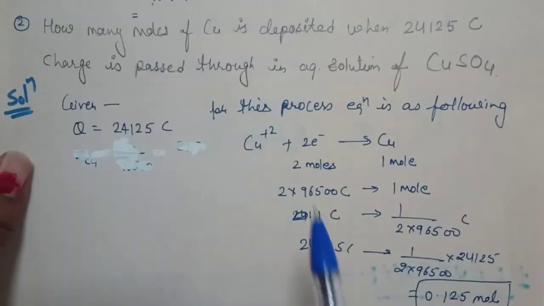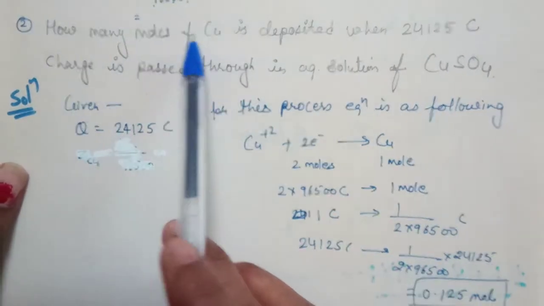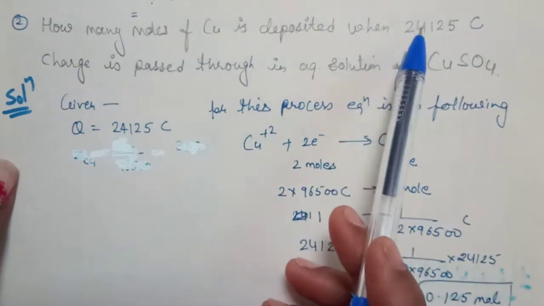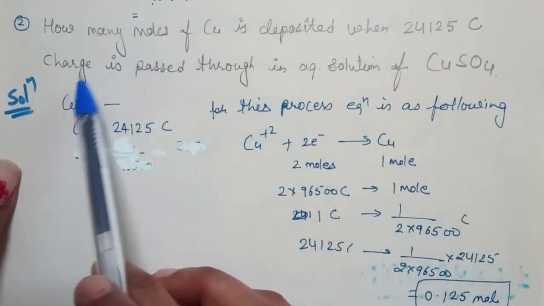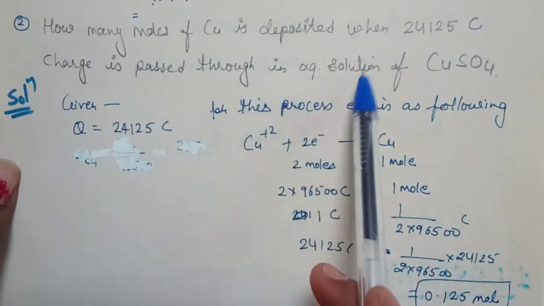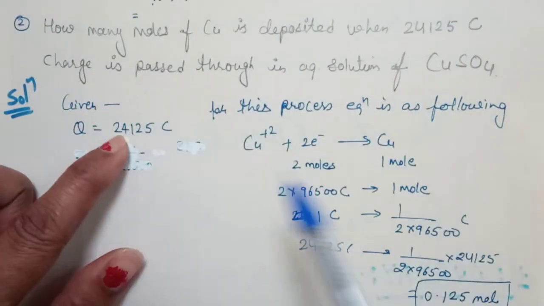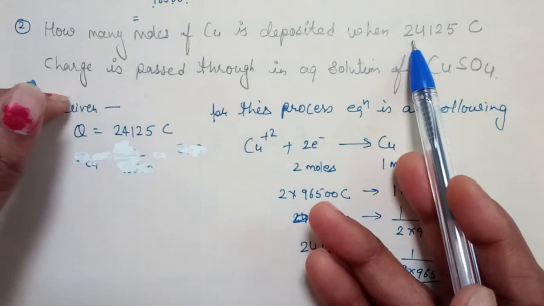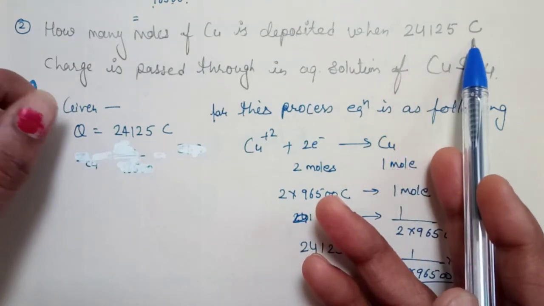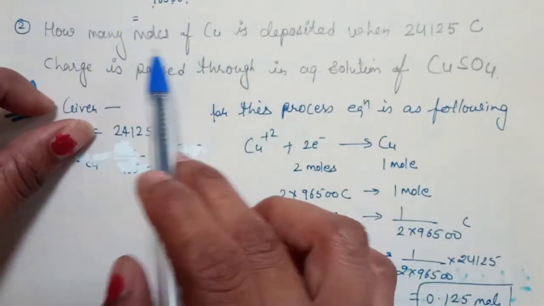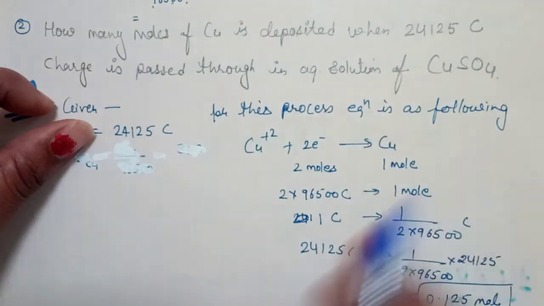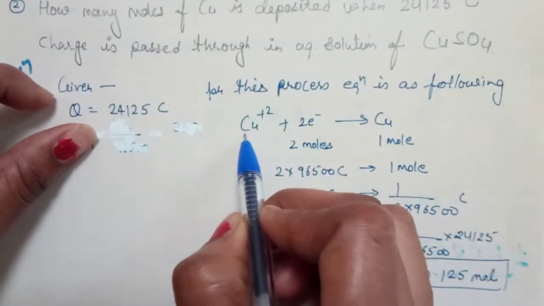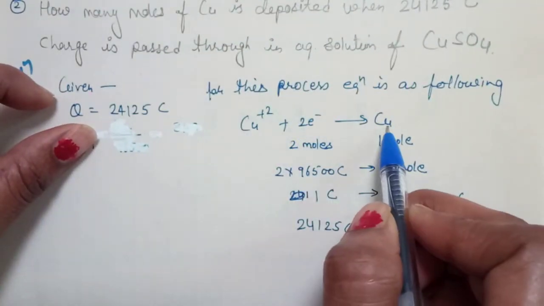Clear? Let's see one example. How many moles of Cu are deposited when 24125 coulomb of charge is passed through an aqueous solution of copper sulfate? What is given here? Q, the value of charge, is 24,125 coulomb. For the reaction of this electrolysis, the reaction will be Cu2+ reduced by 2 electrons into Cu.